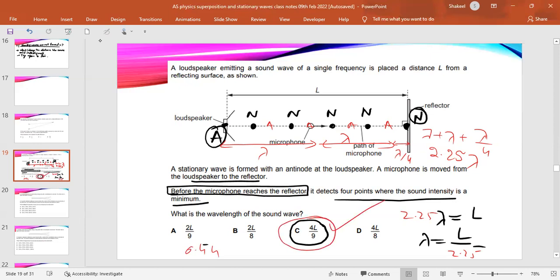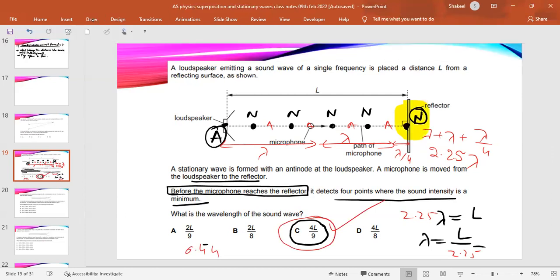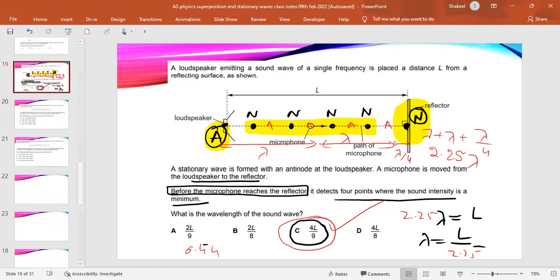So the trick was this that I'm going to highlight. This last one is हमें खुद पता होना चाहिए कि reflector पे हमेशा node होता है. And he said कि loudspeaker पर antinode और उसके बाद 4 nodes आते हैं before he reaches the reflector. इसका मतलब है 5th node जो है वो आपका reflector के ऊपर आता है. Okay.